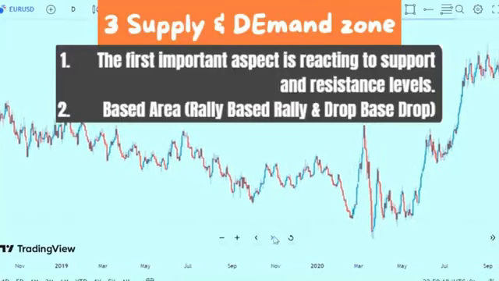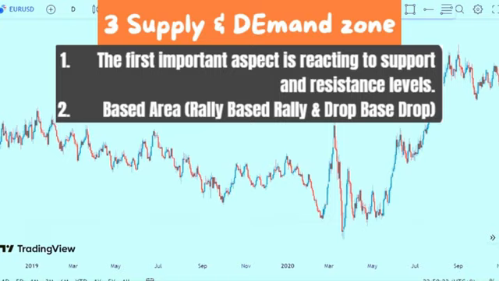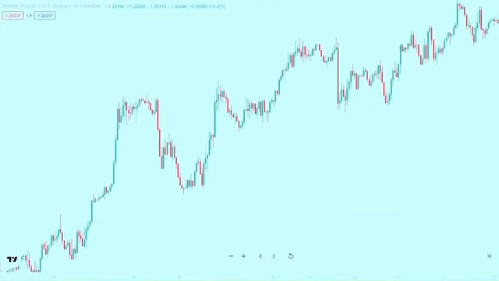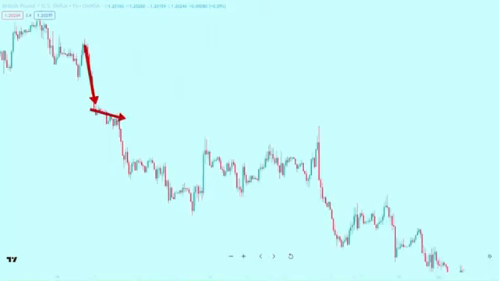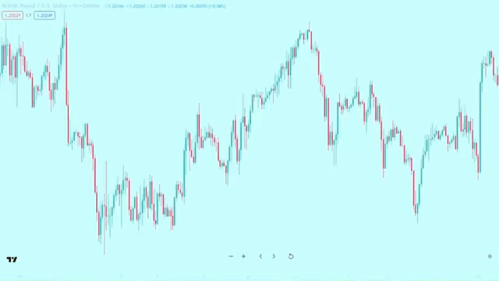Next, let's discuss the supply and demand areas based on the concept of rally-base-rally and drop-base-drop. Perhaps you have already heard of these patterns. In the rally-base-rally pattern, the price initially rises, then consolidates before experiencing a rapid ascent. On the other hand, in the drop-base-drop pattern, the price falls, consolidates, and then drops rapidly. However, in this case, I will replace the terms rally-base-rally and drop-base-drop with order block areas.